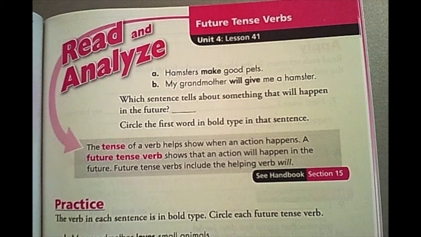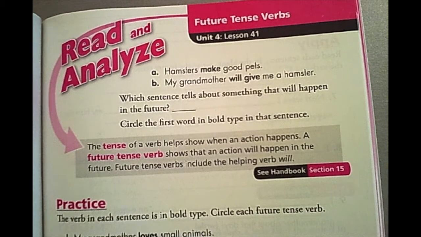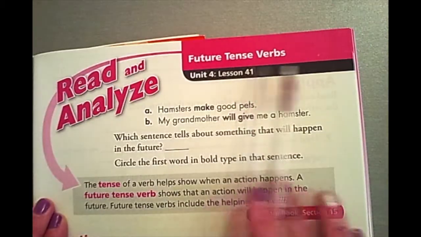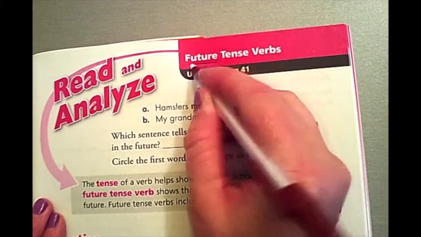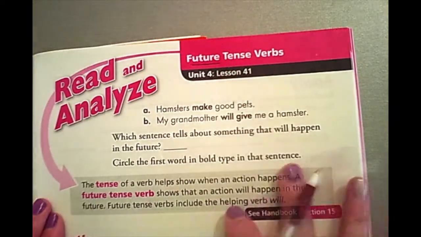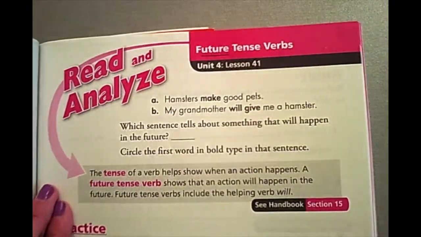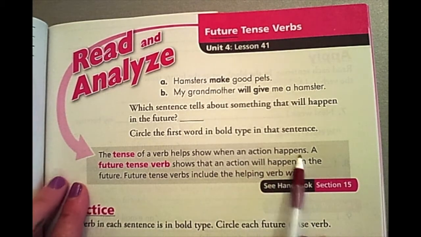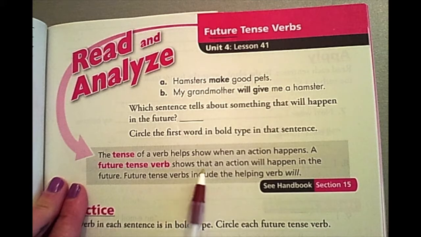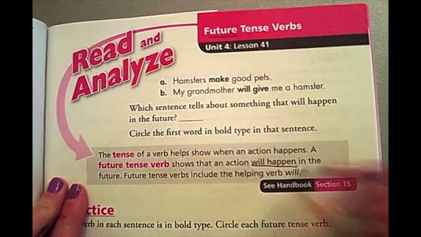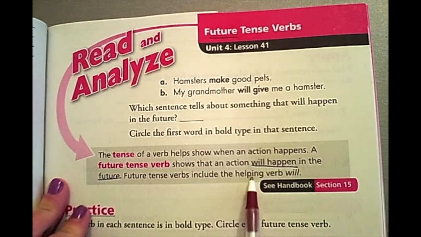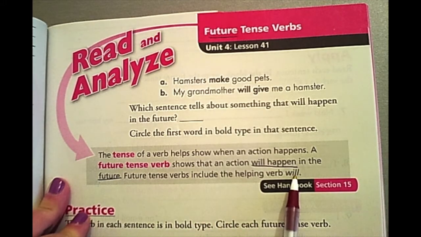All right, so we're going to be turning our books to page 111. And of course, we're going to start with our gray box here to see what we're doing. We're doing future tense. So future means what's going to happen. It hasn't happened yet, so what will happen? Okay, it says the tense of the verb helps show when an action happens. A future tense verb shows that an action will happen in the future. Future tense verbs include the helping verb will.